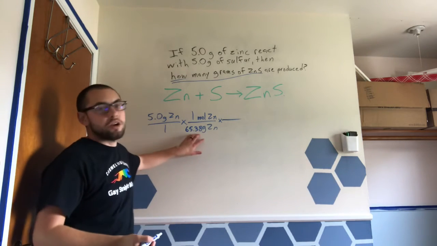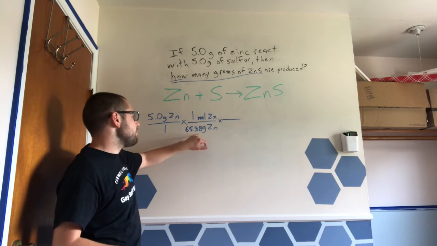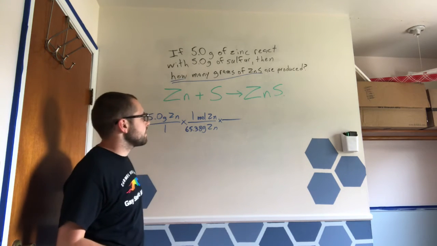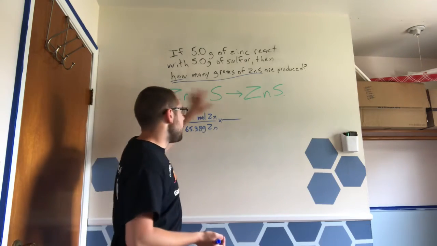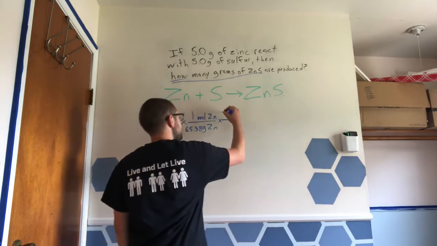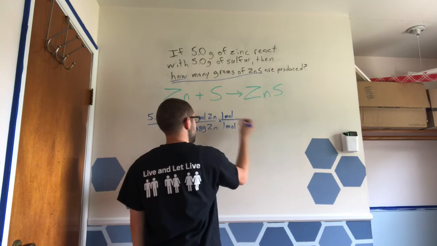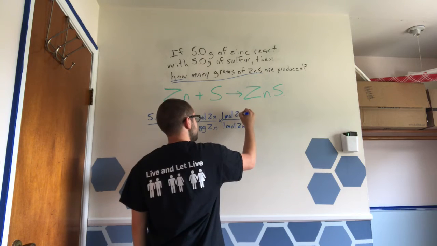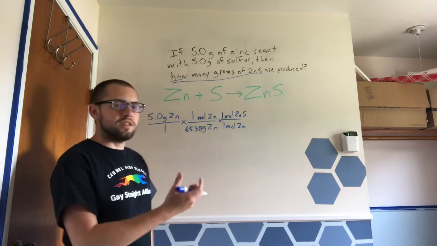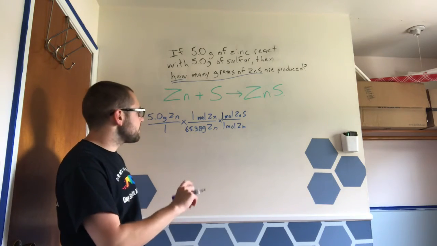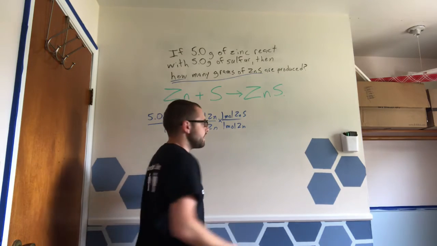I found this from the periodic table. One mole of zinc is about 65.38 grams of zinc. My mole bridge is really easy this time. It's 1 to 1. So this is not actually going to affect the value again, 1 over 1. It's not changing the value at all. It's just letting me switch units from moles of zinc to moles of zinc sulfide.